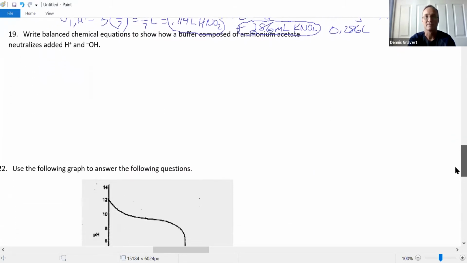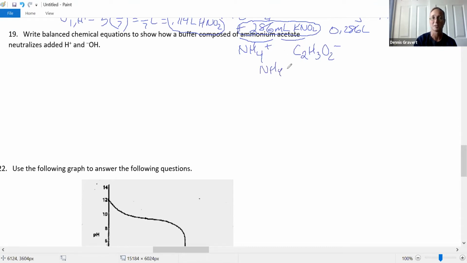All right, this one's easier. 19. Write balanced chemical equations to show a buffer composed of ammonium acetate. What the heck is that? You have to memorize your polyatomic ions. So the ammonium ion is this molecule, NH4 plus, acetate. Actually, we saw the chemical formula of that earlier, C2H3O2 minus. And then you make sure that the charges cancel, and they do. So the ammonium acetate has this formula.